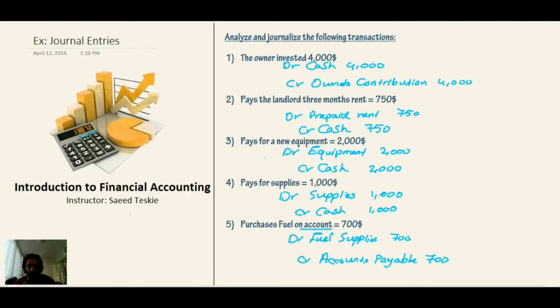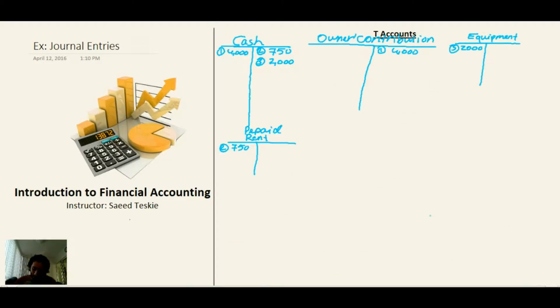Okay, number 4, we paid for supplies 1,000, so we debit supplies 1,000 and credit cash 1,000. Okay, so we have another account, supplies, transaction number 4, 1,000. Here 1,000.